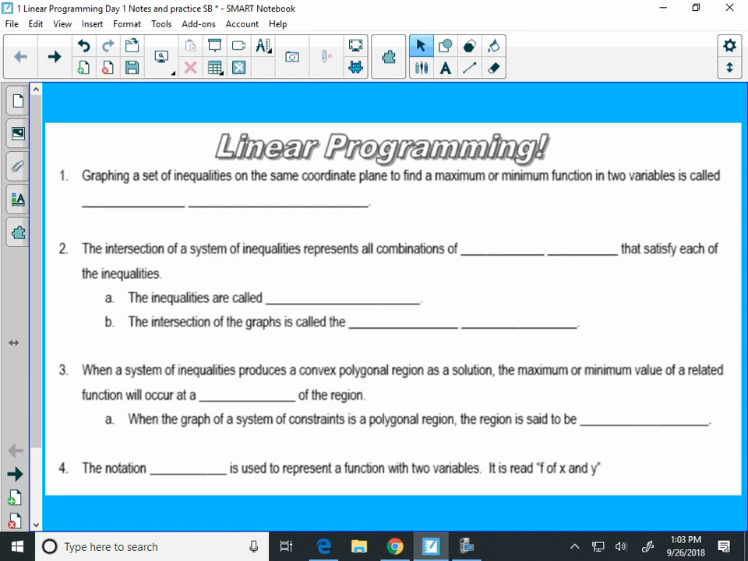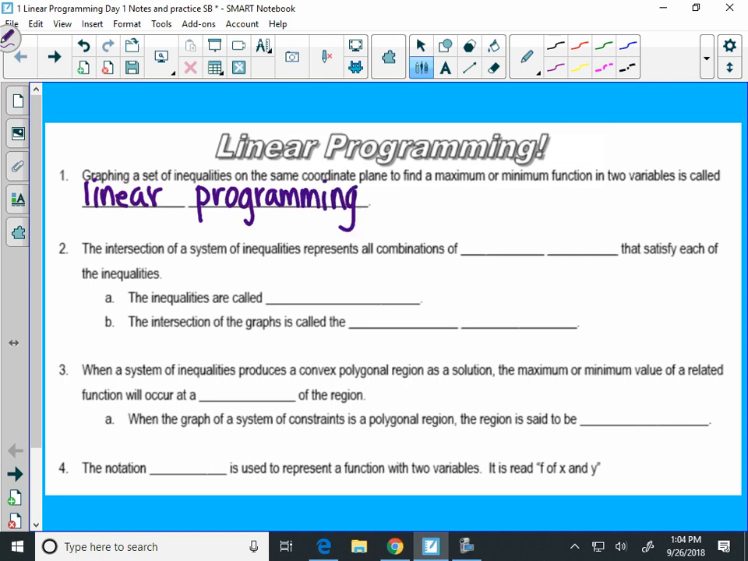We're graphing a set of inequalities, right? Not equal signs, so less than or equal to, greater than or equal to. We're going to graph a set of them, so more than one equation. When we graph those all together at one time, it is called linear programming, when we have the goal of finding a maximum or minimum. So linear programming is what we are going to be doing.